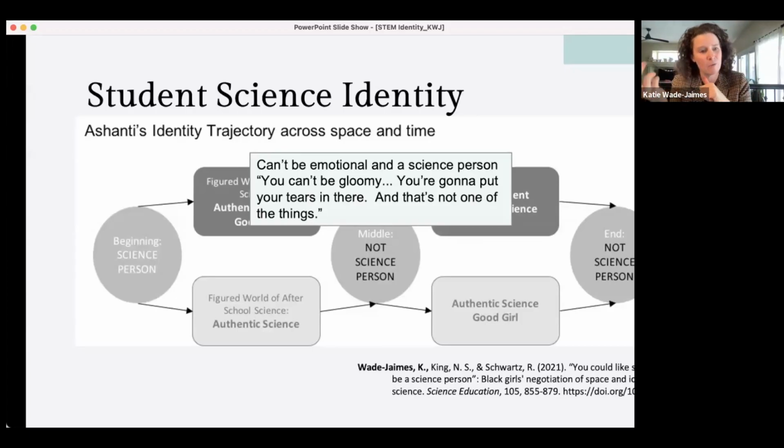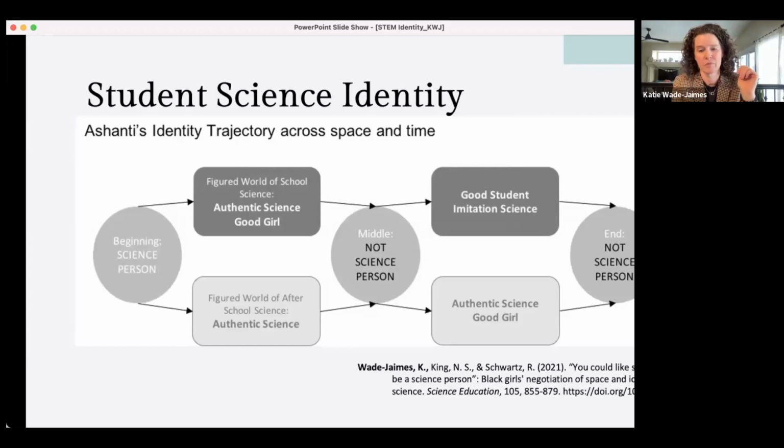And so I asked her, well, why not? Why couldn't a scientist be emotional? And she said, you can't be gloomy. You're going to put your tears in there. So she's talking about doing an experiment and you might get your tears in it. That's not one of the things that goes in there. So she's clearly connecting this recognition she got about being an emotional student with not being able to be a science person. There's a conflict there between those two identities.